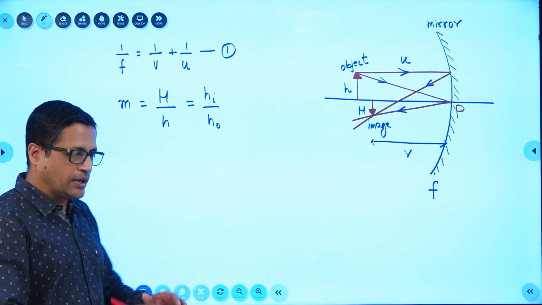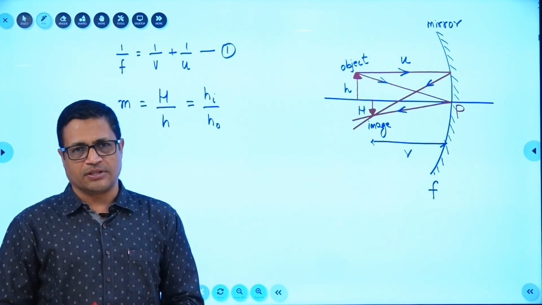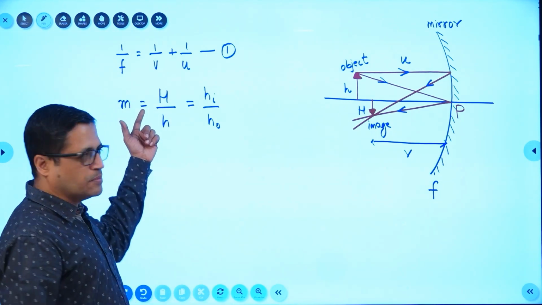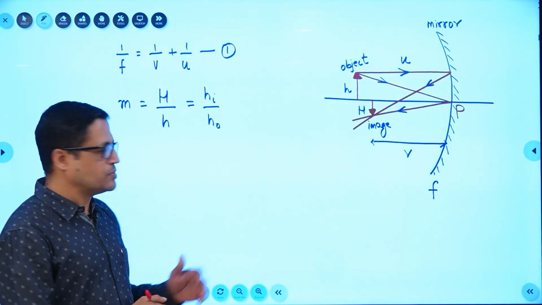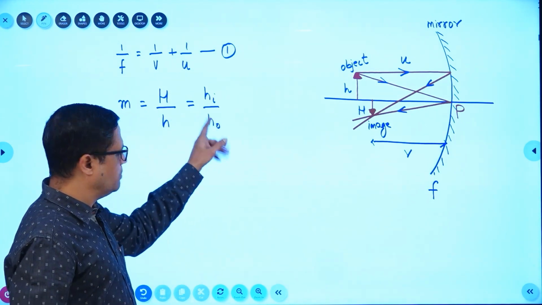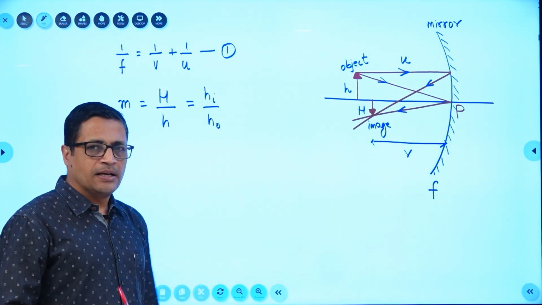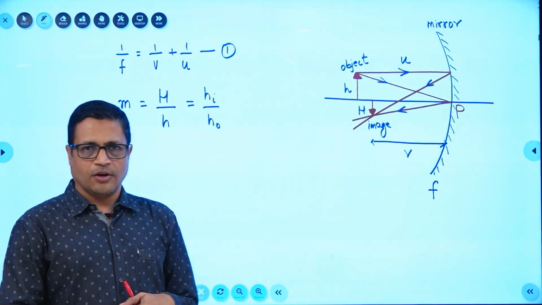If this seems to be a bit confusing for you to remember the notation, then don't worry, you can also write it as height of the image by height of the object. It is not a rule across the globe that we have to use only capital H for the height of the image. Most of the textbooks actually use that, therefore I have also used it. But otherwise you can call it height of the image by height of the object. This is like the definition of magnification.